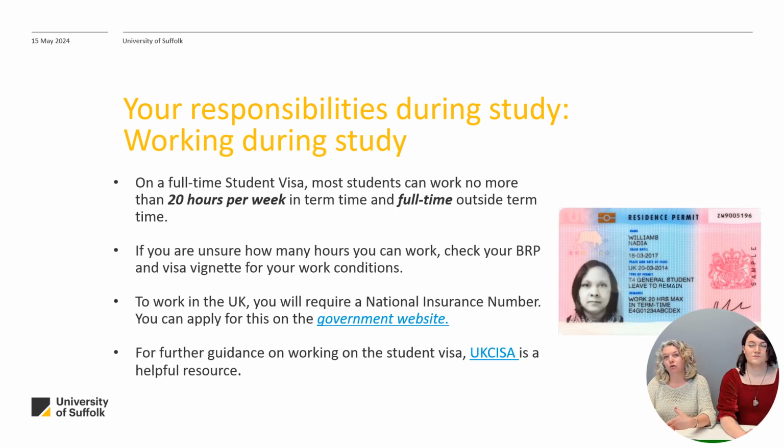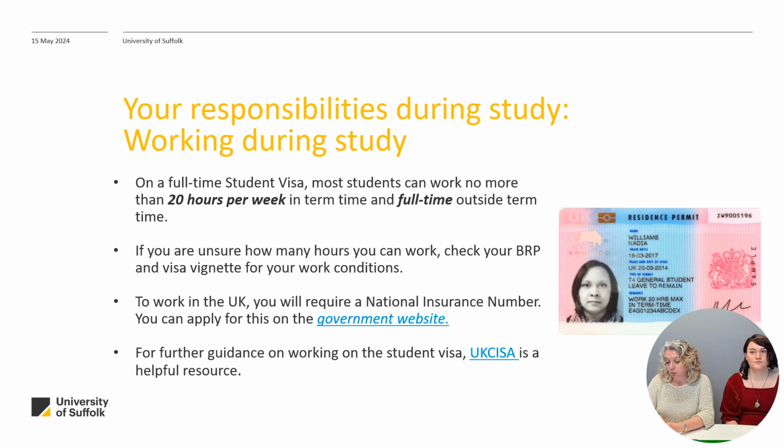So we're now moving on to talk a little bit about working during your studies, as many of you will want to do that. So depending on your visa, you may be able to work during your study. Most students on a full-time visa can work no more than 20 hours a week during term time, and outside term time you can work full-time, which is around 35 to 40 hours per week.